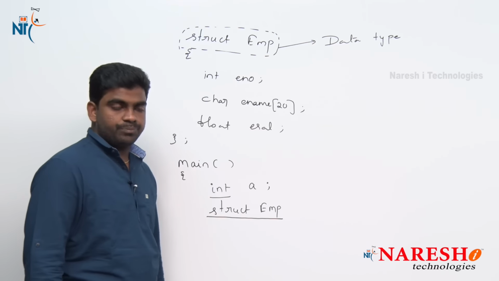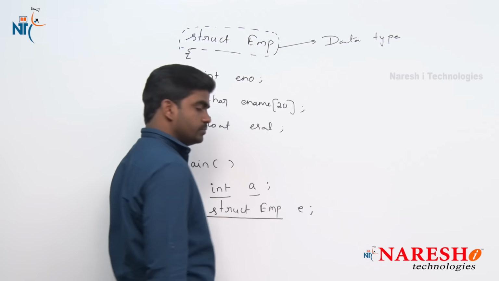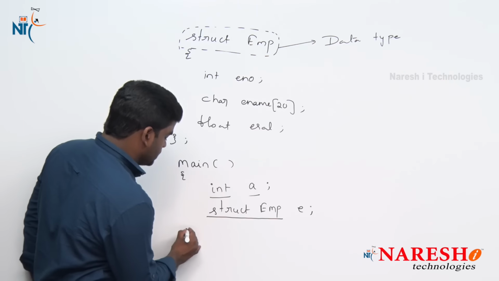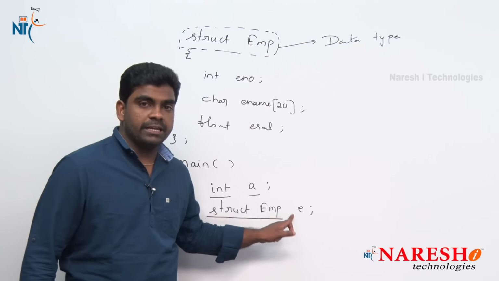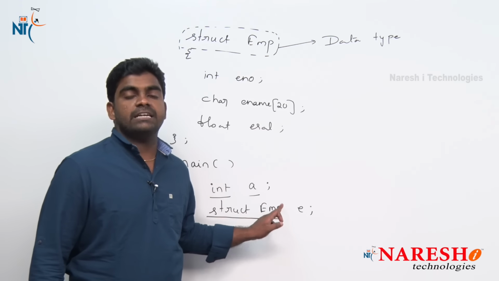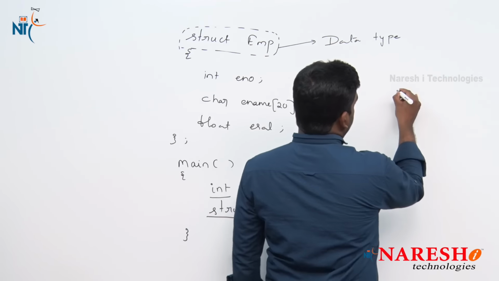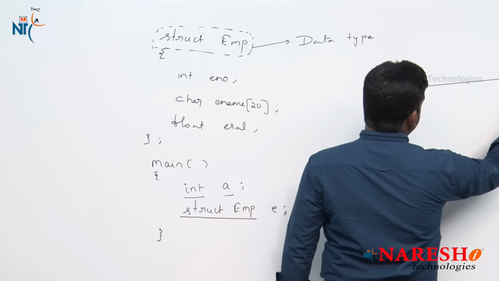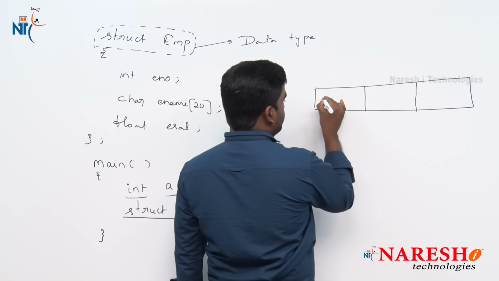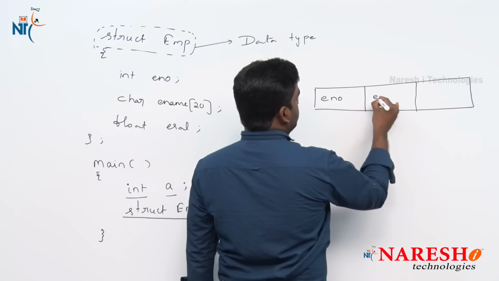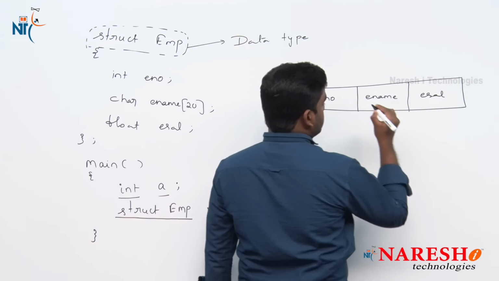Struct emp, and here it is a variable, e. So this is a variable declaration. Whenever we declare a variable, it gets memory allocation. Sir, how many bytes of memory will be allocated? Here memory is allocated to store the employee number, the employee name, and the employee salary.